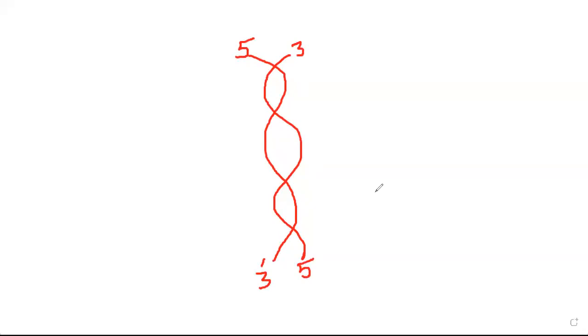Again, remember, once the replication process has to take place, it is assisted by one enzyme, which is known as DNA polymerase. Correct? That DNA polymerase, on which side of the strands will it be attaching? 5 prime to 3 prime direction? Yes, 5 to 3 direction. Correct?